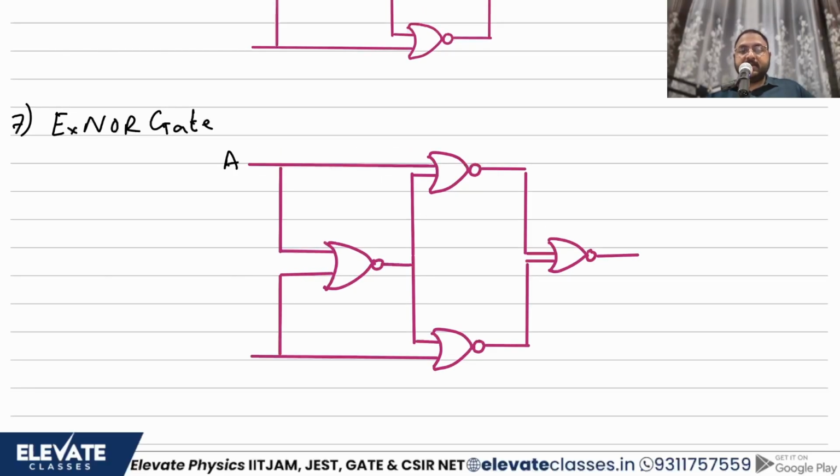If this is A, this will become A, this will become A. And if this is B, this becomes B and this becomes B. Correct? So what is this output here? This is (A plus B) complement. So this will also become (A plus B) complement, and this will also become (A plus B) complement. Correct?